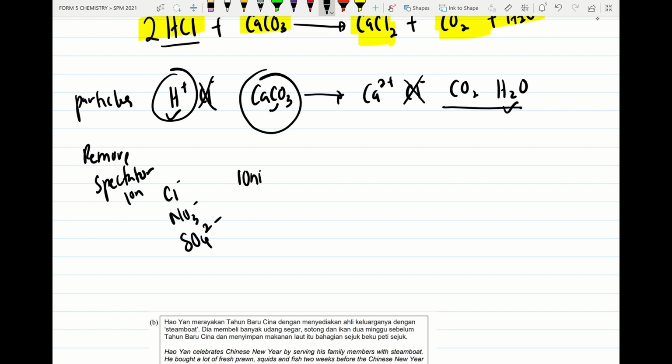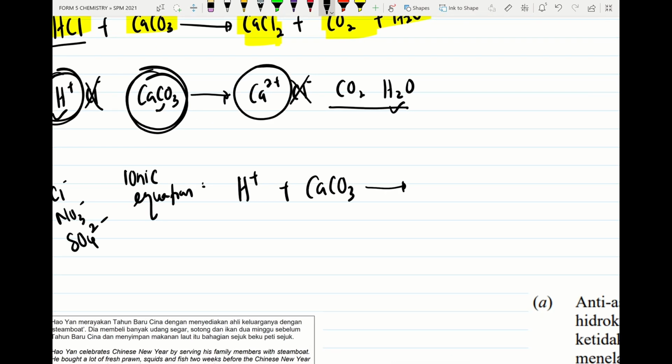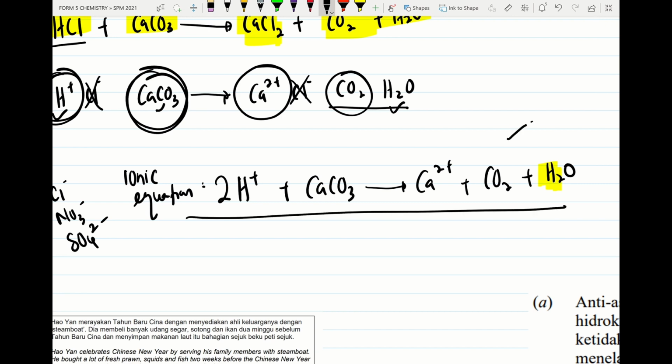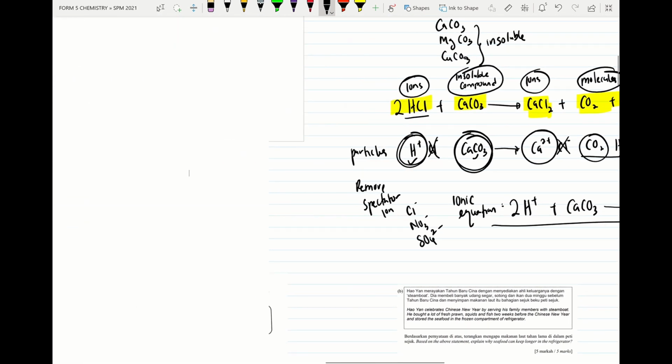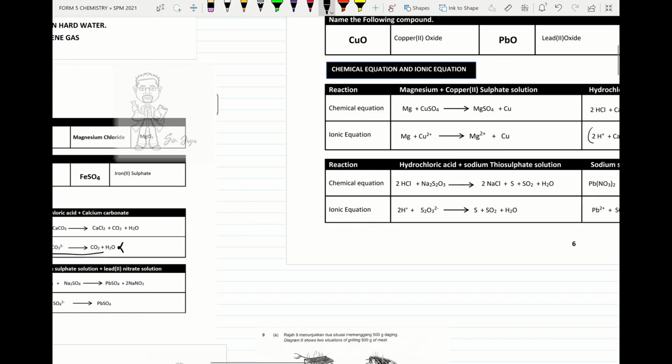So how to do the ionic equation? We take the hydrogen ion and put it here, plus we take the calcium carbonate and put it here. Arrow, then we need calcium ion, so we put calcium ion. We need carbon dioxide and water. Balance the hydrogen: 2, so I put 2. So this is the ionic equation. Please do more revision, and please do the correction in the module. Let's move on to the next part.